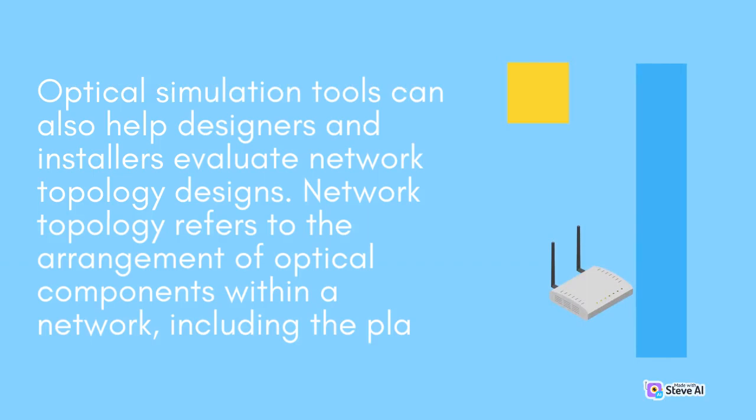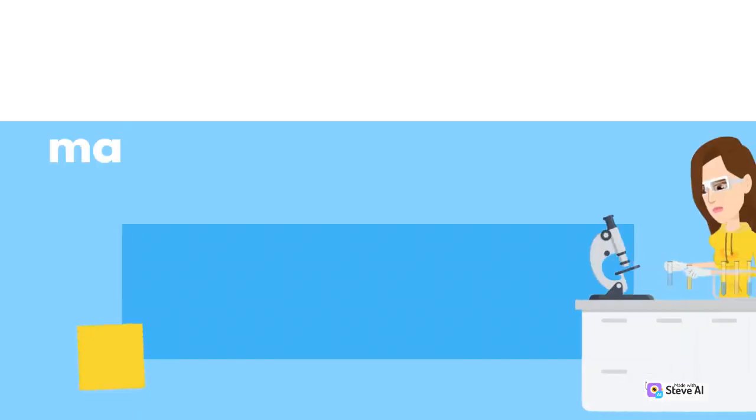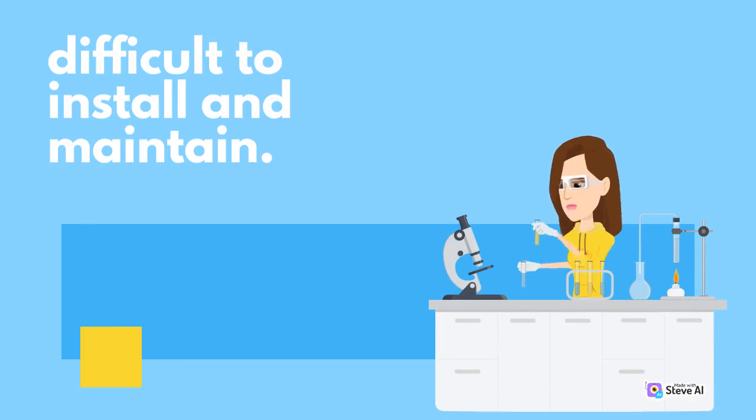Optical simulation tools can also help designers and installers evaluate network topology designs. Network topology refers to the arrangement of optical components within a network, including the placement of sources, amplifiers, and receivers. Different topologies can affect network performance and efficiency. For example, some topologies may have more loss than others, while others may be more difficult to install and maintain.